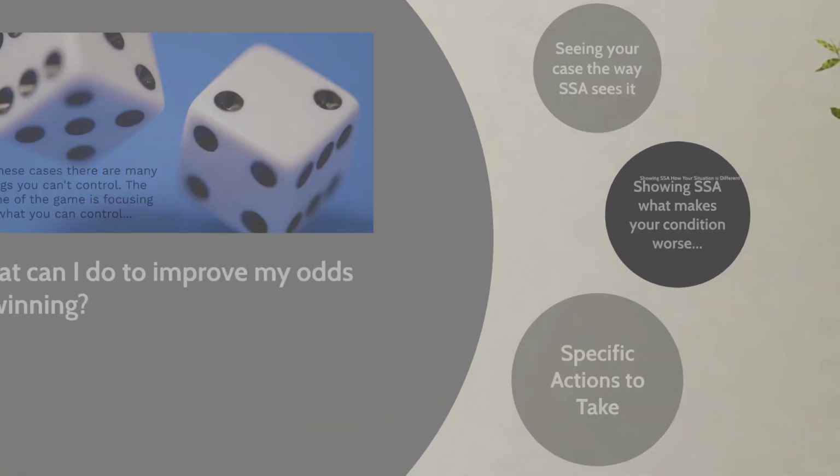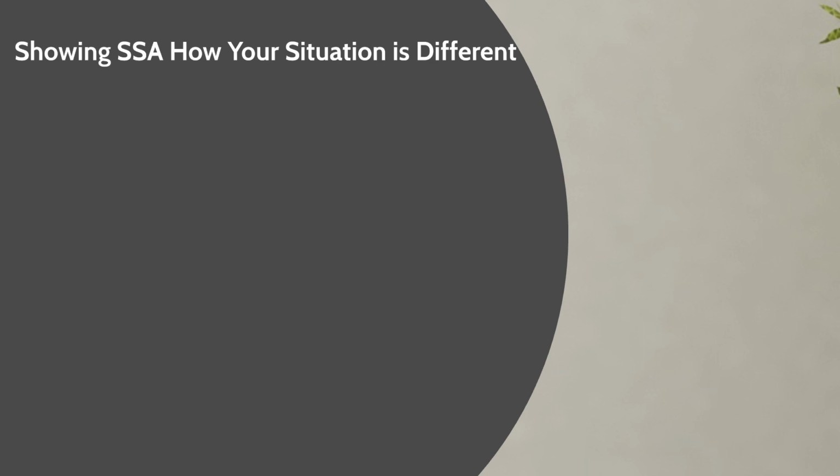And now let's talk about this idea, which is how you're going to show Social Security how your situation is different. There really are two parts to this. The first part is what your story is with Social Security, and the second part is what evidence you have to back up that story.